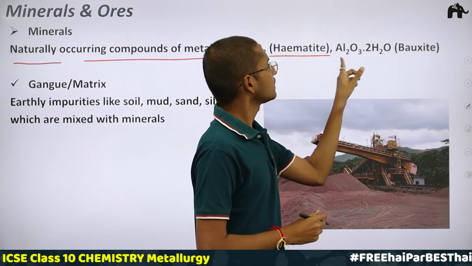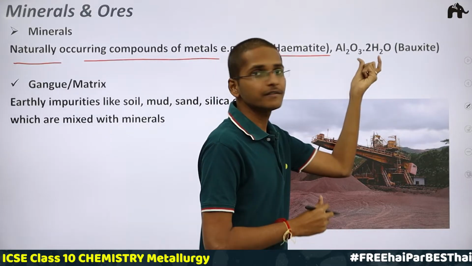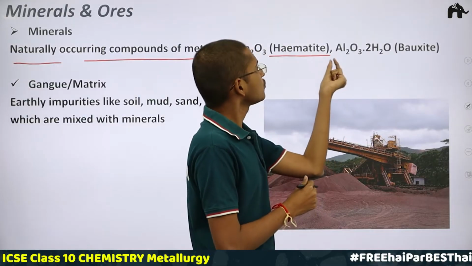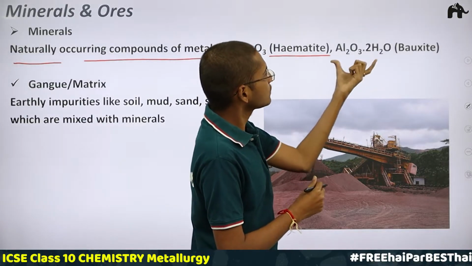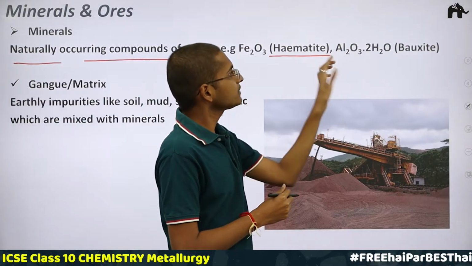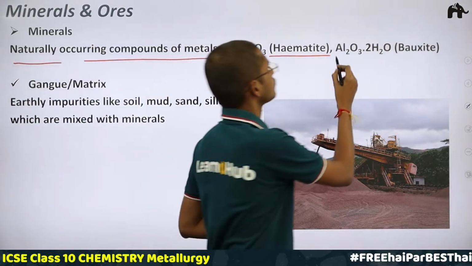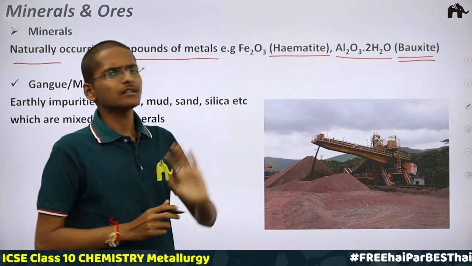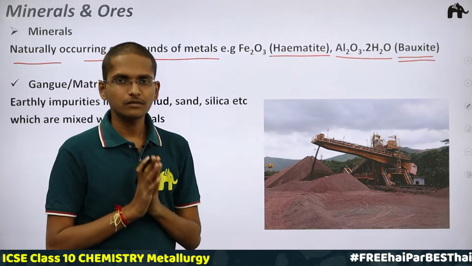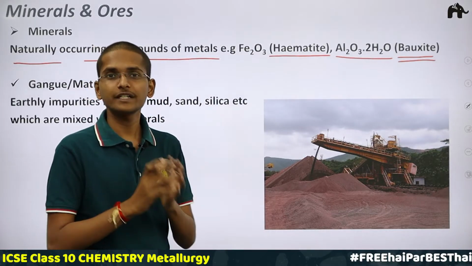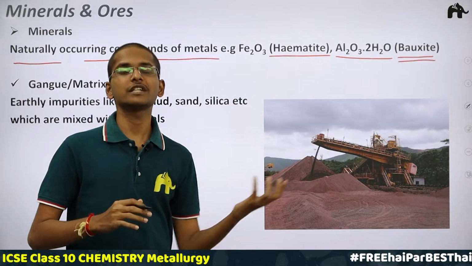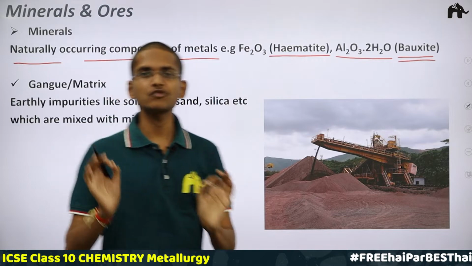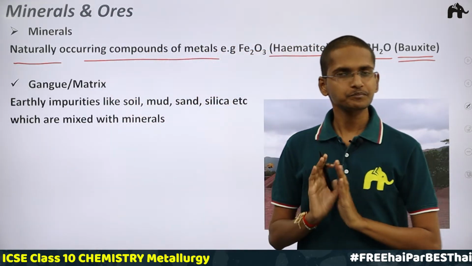Same way, bauxite, Al2O3.2H2O. It has that water of crystallization with it, two waters of crystallization. This is a compound of aluminium, and since it is occurring in nature, we call it also a mineral. It is called bauxite. Please do remember here, we are also going to study bauxite, as it is used very extensively when we are doing the extraction of aluminium. But for now, these are the examples of minerals. And what are minerals? Simply the naturally occurring compounds of metals.